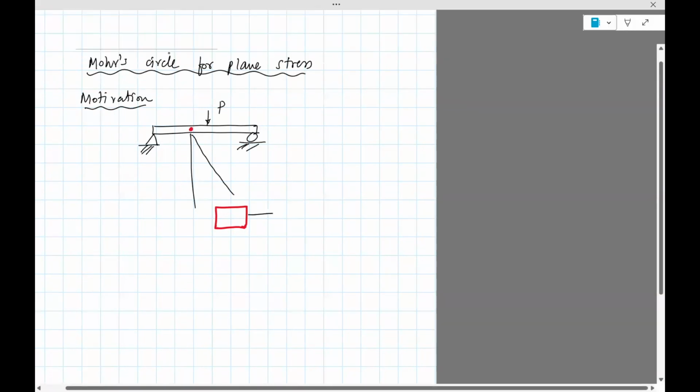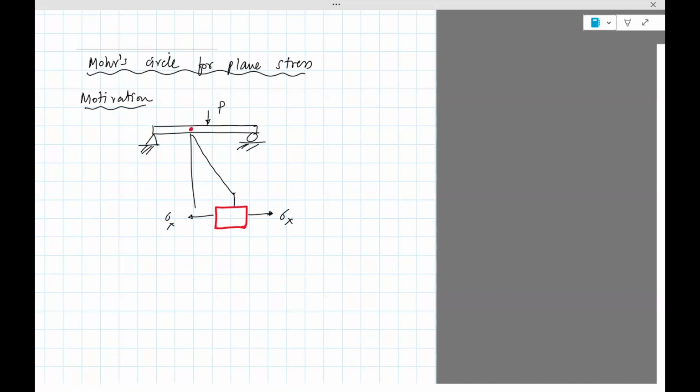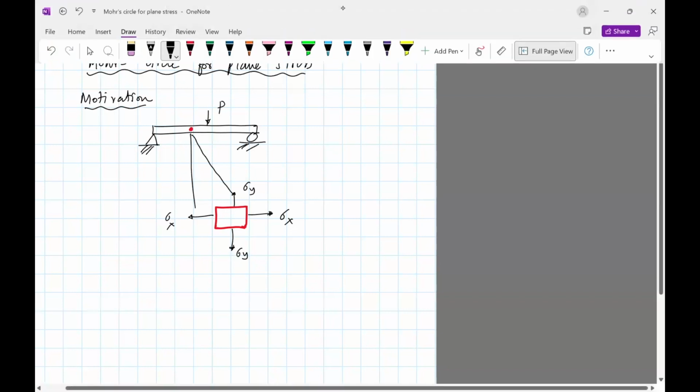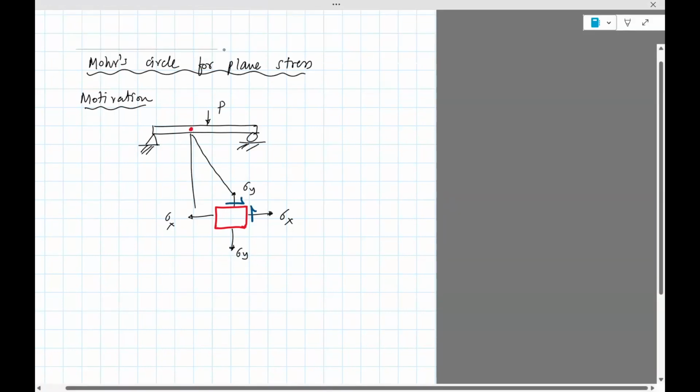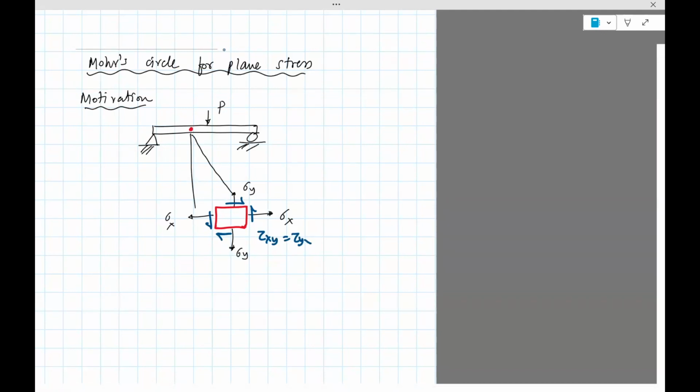Now, as I told you, this will induce stresses, sigma x, sigma y, and then there would be tau xy, which is equal to tau yx, right? In this case, I'm just assuming that those are the stresses, but depending on where you choose the point, you may have tau, you may have sigma, you may have both. We don't know, but in general, you'll have those three stresses.